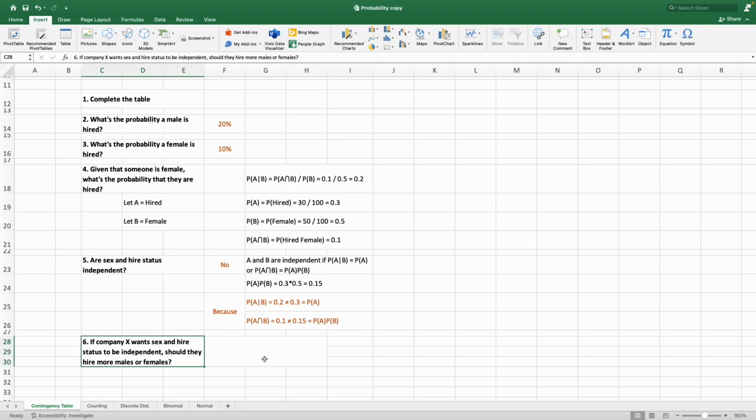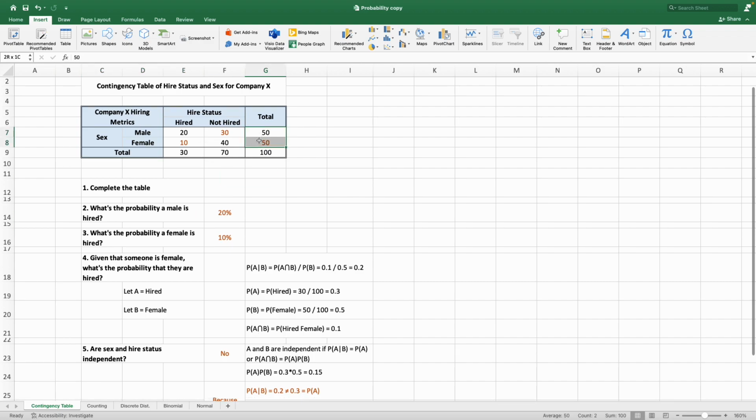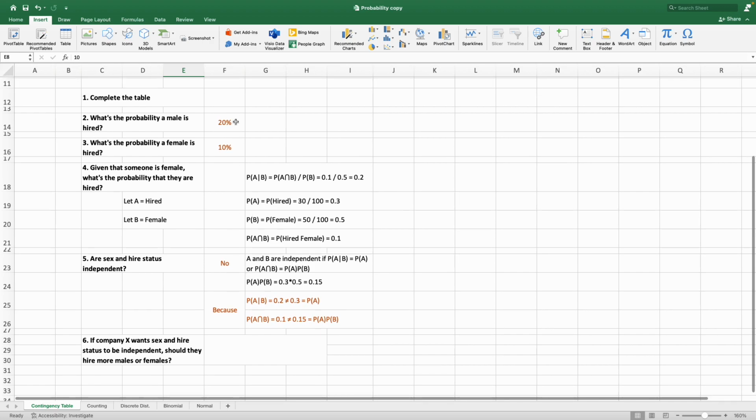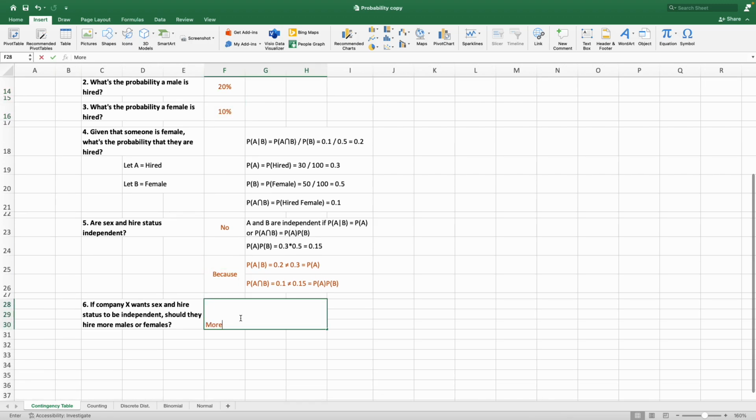Okay, and then finally, if company X wants sex and hire status to be independent, should they hire more males or females? Well, we can see that there are an equal number of men and women. However, the hire rate is twice as high for men as it is for women. Therefore, if we want these hire rates to be similar, then they need to hire more females, because the female hire rate, which is 10%, is half of the male hire rate, which is 20%.